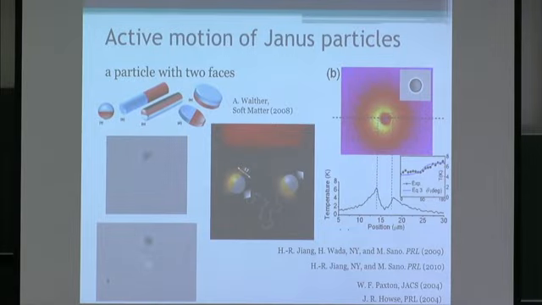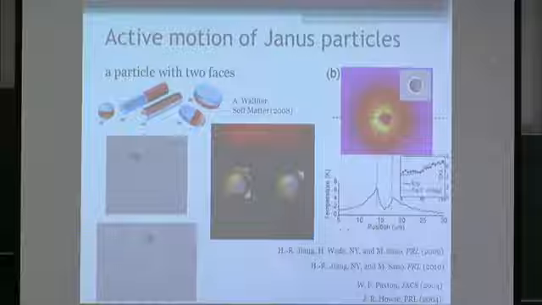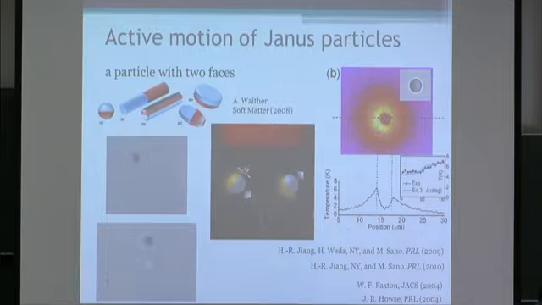So here is the example. Also, we have seen in many presentations the Janus particle. This Janus particle moves in a certain direction under a uniform field. Here is an example of a Janus particle. A silica bead is half coated by gold, and under a uniform and isotropic laser, this gold part is heated up, and it starts to move.